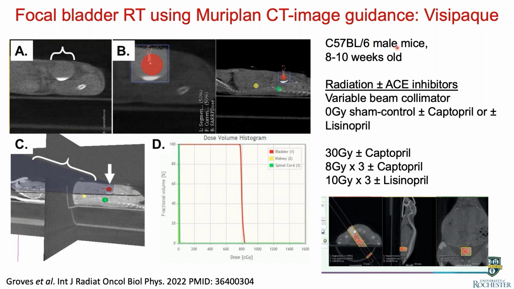So we used male mice because it was a prostate cancer study. We gave radiation and ACE inhibitors, either captopril or lisinopril, and they were started 5 days prior to RT, and they were carried on for the duration of the experiment. Animals were either given 30 gray single dose with captopril, or fractionated 8 gray times 3 plus captopril, or 10 gray times 3 plus or minus lisinopril. And you can see the targeting approach here for those beams that were used to cover the bladder.